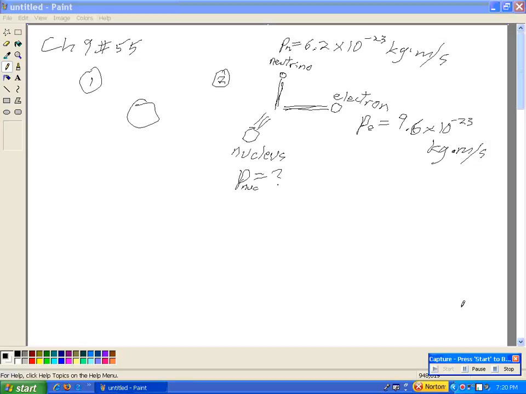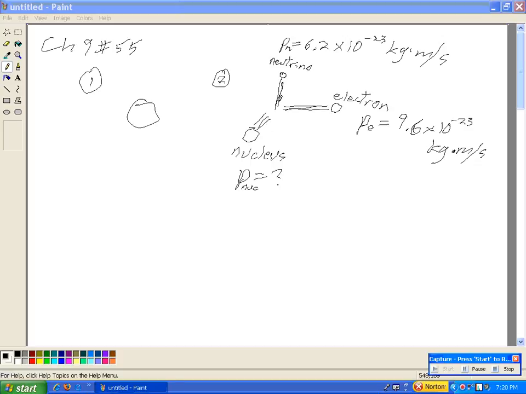Okay, chapter 9, number 55. We have some atom and it decays and spits out a neutrino and an electron at right angles. Maybe this isn't quite how it looks. Maybe the neutrino goes this way and the electron goes this way. We don't really know. All we know is that the neutrino and electron are at right angles from each other, and the nucleus goes in another direction.